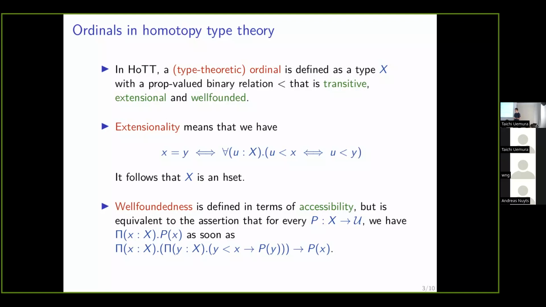Right, and the other thing is well-foundedness. Strictly speaking, well-foundedness is defined in terms of accessibility. But it's helpful to think of the equivalent assertion that whenever you have a family of types over X, which you can think of as a property, then you can prove that the property holds everywhere if you can prove it assuming that it holds for all of the predecessors, so assuming you have P of y for every y below X. These are the axioms, and then you get these type theoretic ordinals.